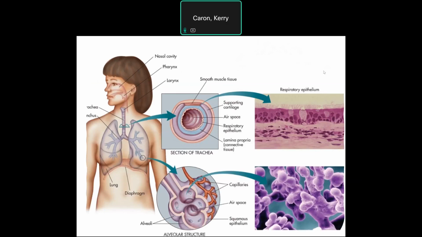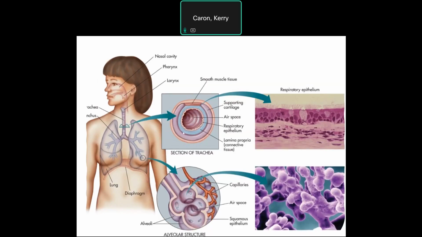Okay, here's a nice picture of what we're talking about. We've got the nasal cavity, the pharynx, the larynx, and we've got the lungs. At the end of the lungs, like I was mentioning, the grape-like clusters, you've got air spaces, and you've got capillary beds on the alveoli. And that's where the gas exchange happens.